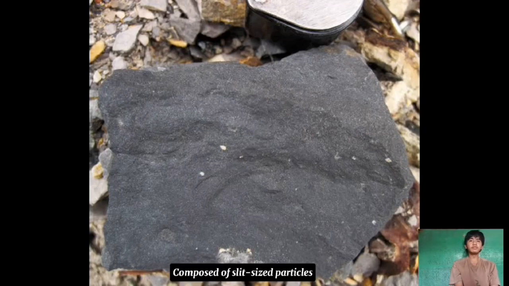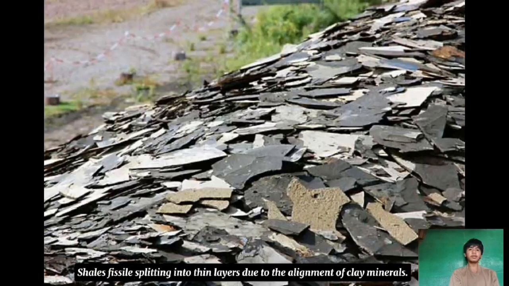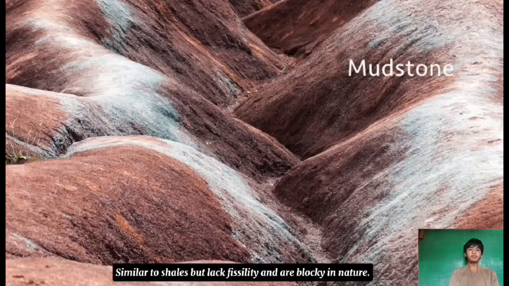Siltstone, composed of silt-sized particles, 0.0039 to 0.0625 mm. These rocks have a gritty texture and are often found in environments like river deltas and floodplains. Shale and mudstone, made of very fine particles less than 0.0039 mm, primarily clay and silt. Shale splits into thin layers due to the alignment of clay minerals. Mudstone is similar to shale but lacks fissility and is blocky in nature.